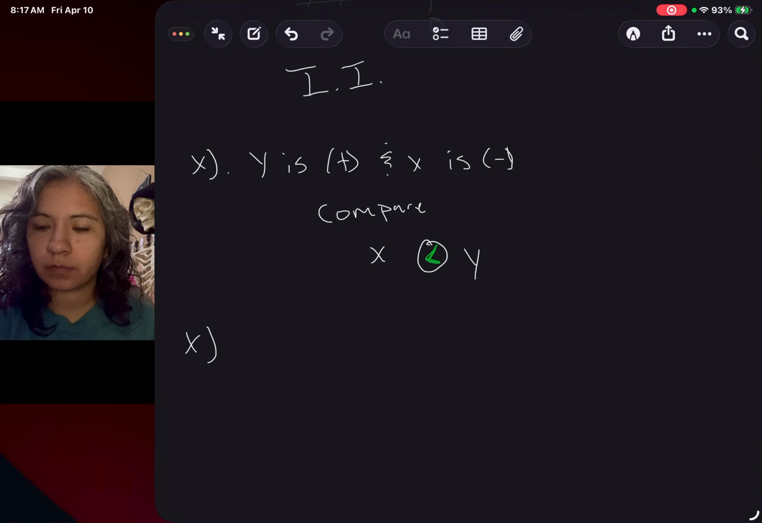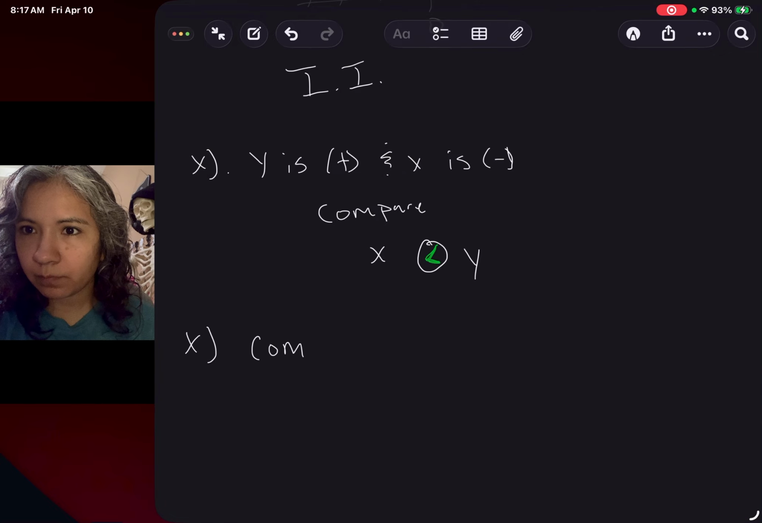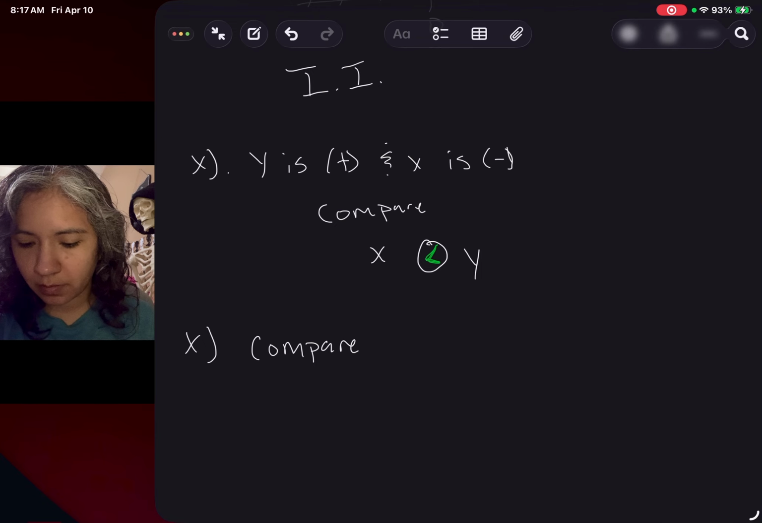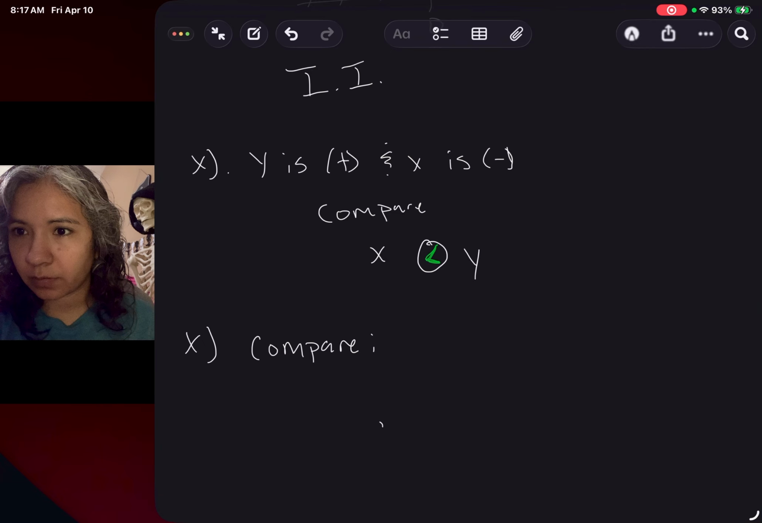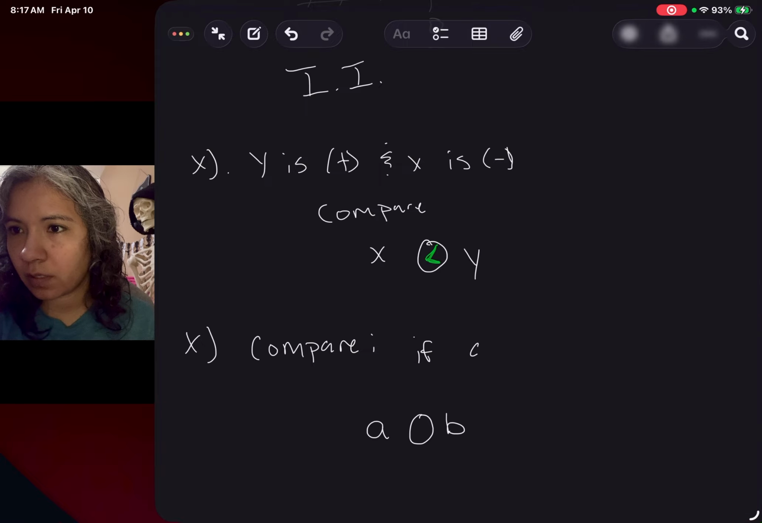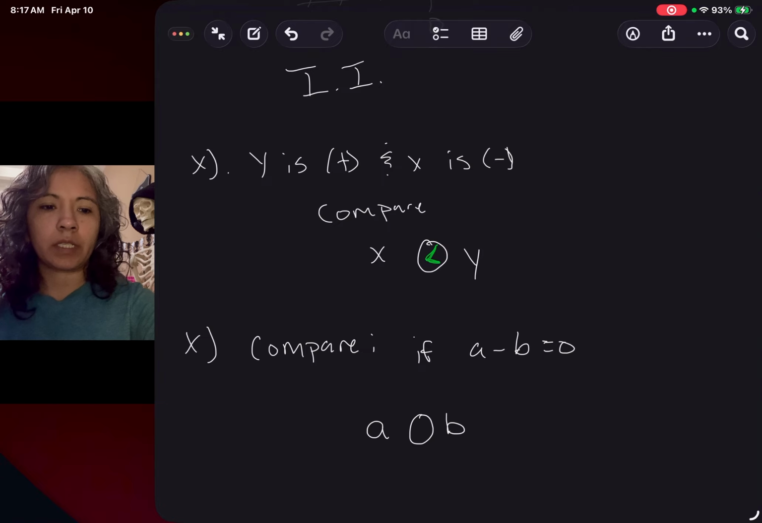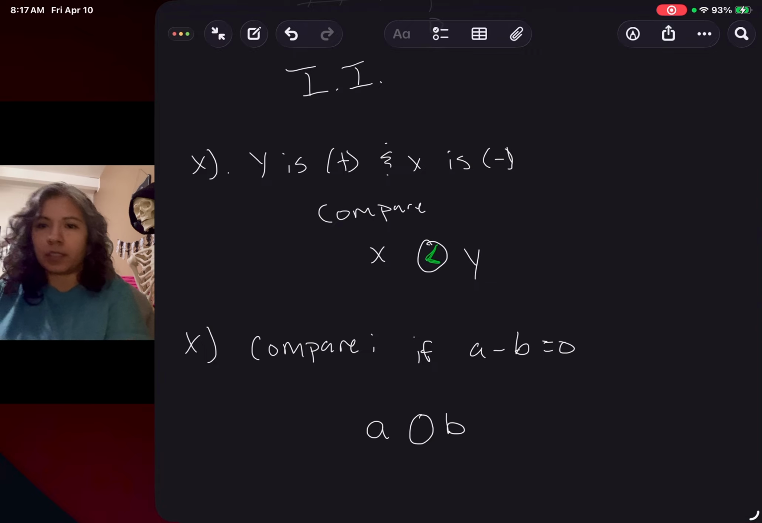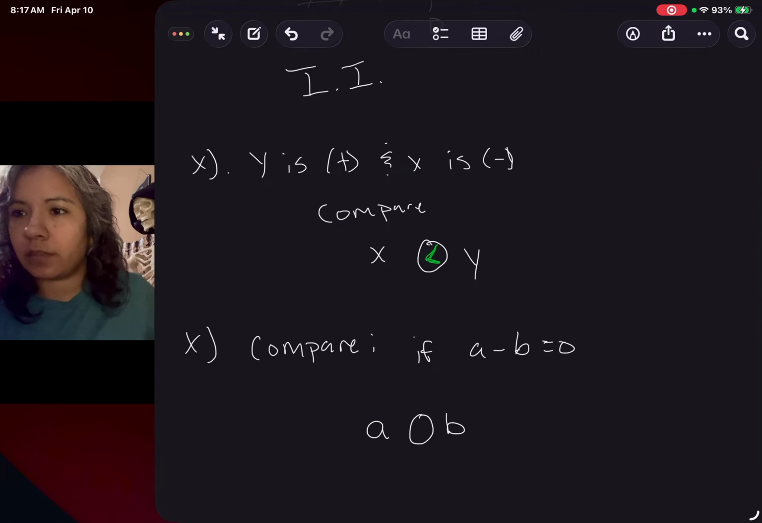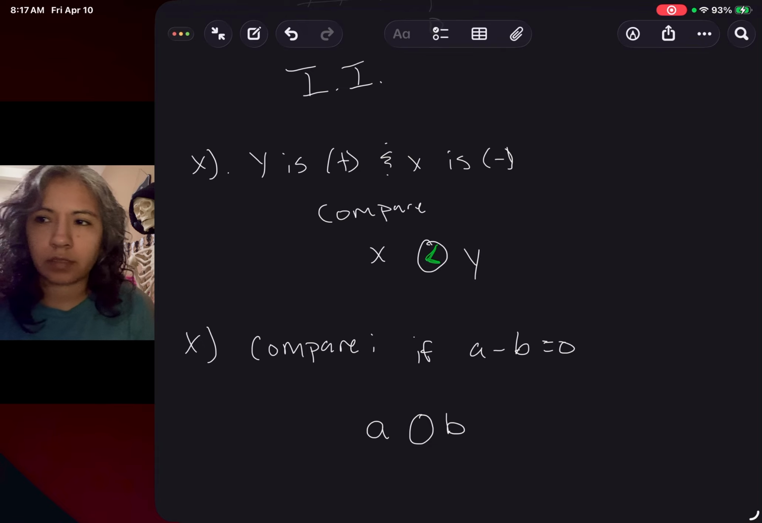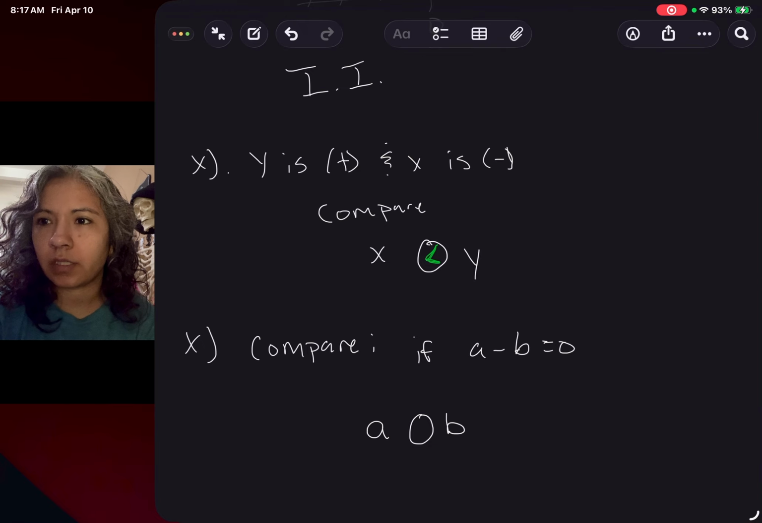Now, let's do compare, let's do A and B if A minus B equals 0. So this is all we have to go off of here. We have this equation. And so you can say a couple things. You can say any number minus another number equaling 0 means that the numbers are the same.